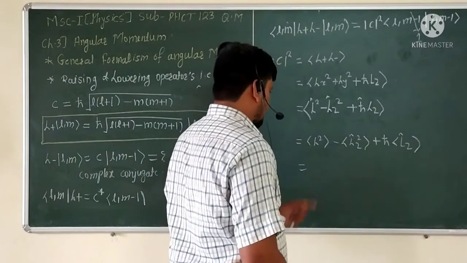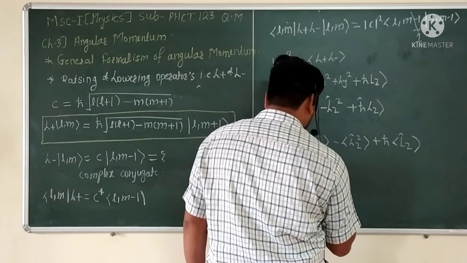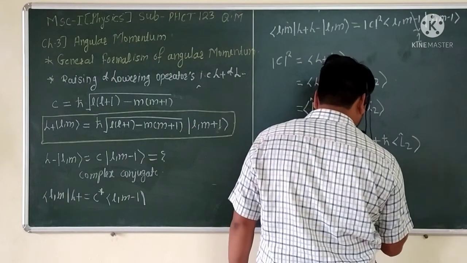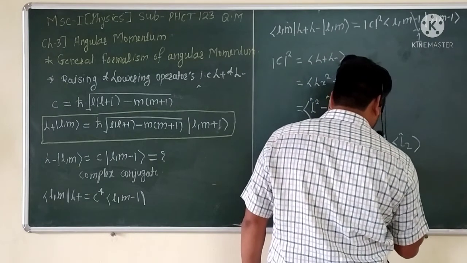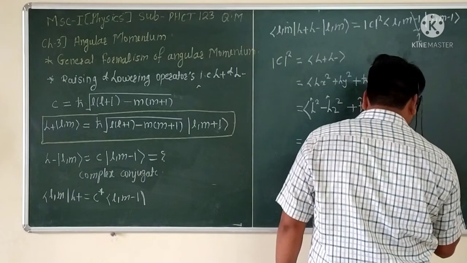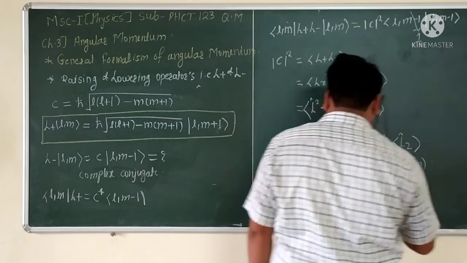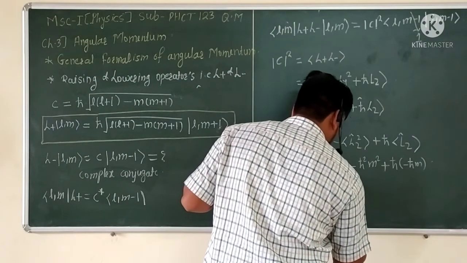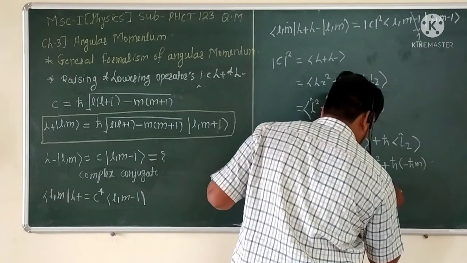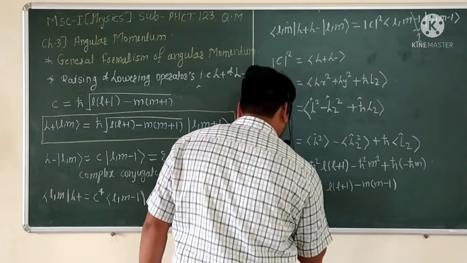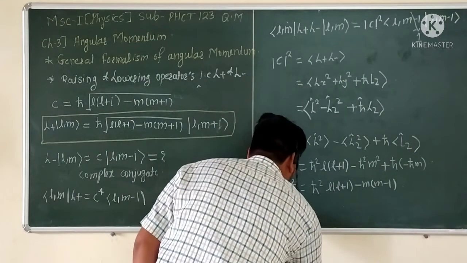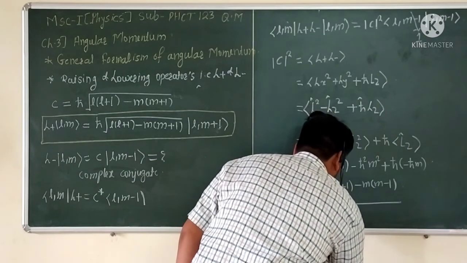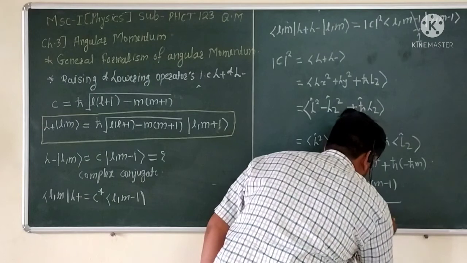The expectation of L² is ħ² L(L+1), minus ħ² m², and plus ħ into minus ħ m. If we take common, this is ħ² [L(L+1) − m(m−1)]. So this is the value of |c|², and the c value is ħ times the square root of L(L+1) − m(m−1).